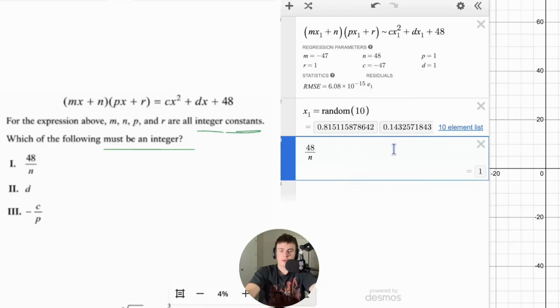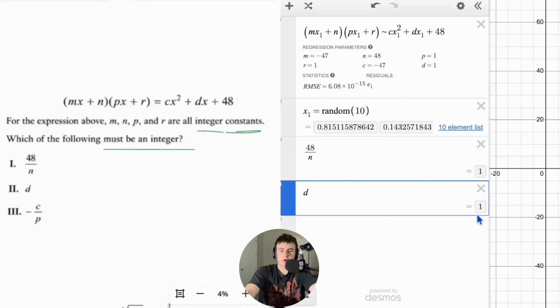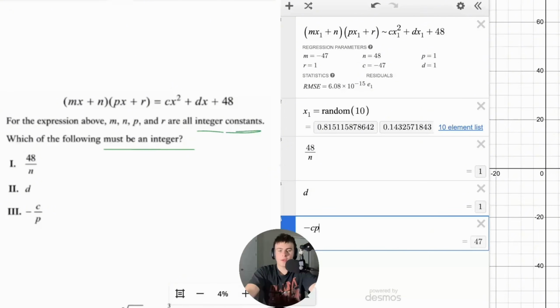48 over n is 1. That is an integer. 1 is a whole number. How about the second one? Also 1. Last one, 47. Also an integer. So all of these are integers, therefore it would be all 3 of them. I cut off the options, but it would be 1, 2, and 3. So it was like D or something. Anyway, that's all you do.